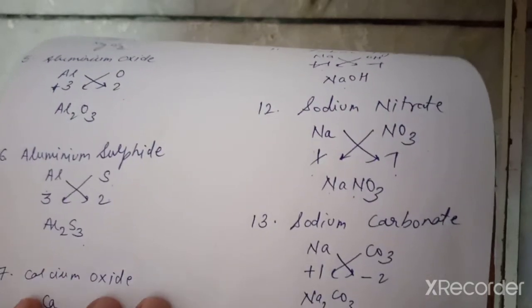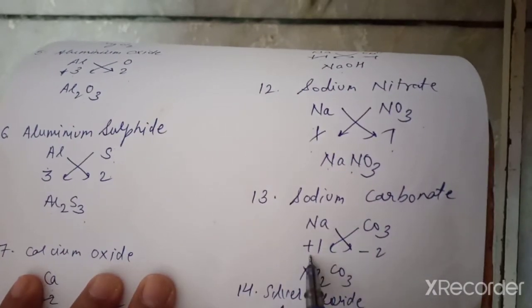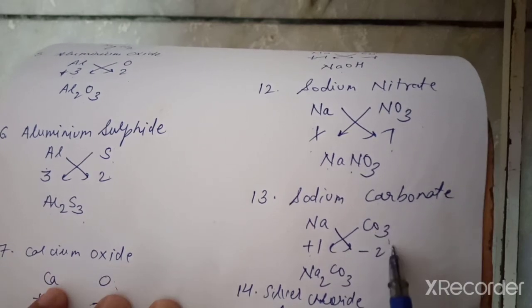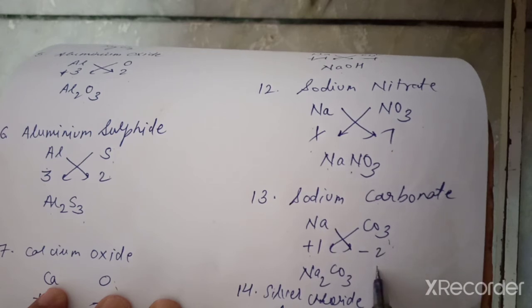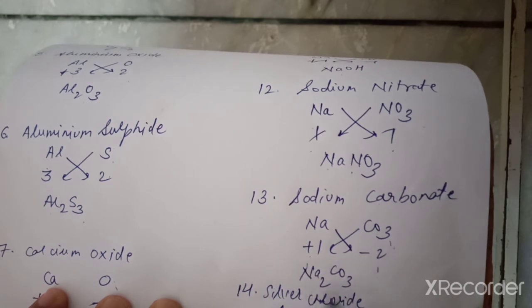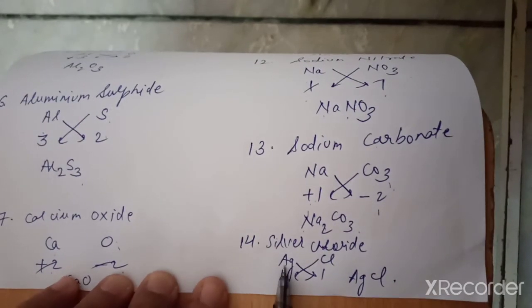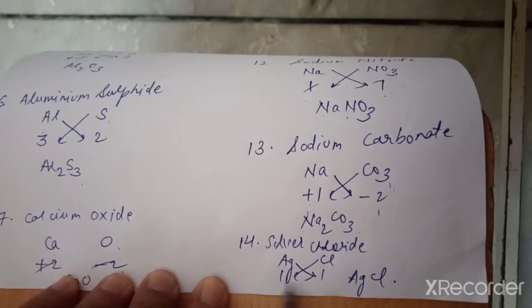The next, if we consider, is sodium carbonate. Sodium is +1, and the formula of carbonate is CO3. Okay, carbonate you have to write as CO3, and the CO3 valency is given in that table, that is -2, and sodium is +1. So when you write, below Na you will write 2, and for CO3 it is 1, so we will write Na2CO3. Okay, and silver chloride: silver, when we write it down, is Ag, and Cl, so both have valency 1 and 1, so we just write AgCl. So like this we will be writing the chemical formula.